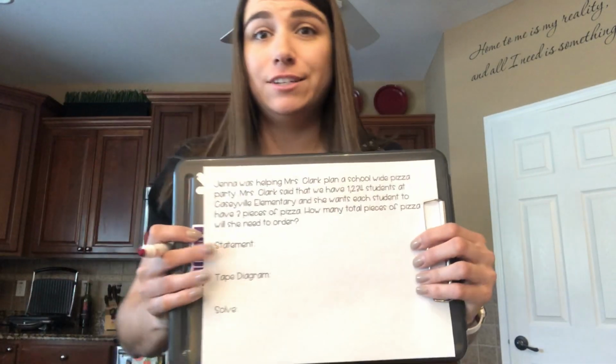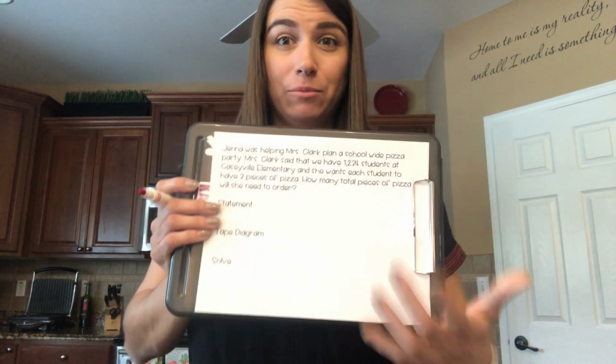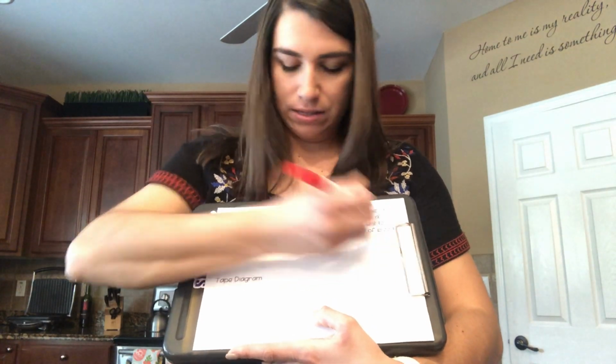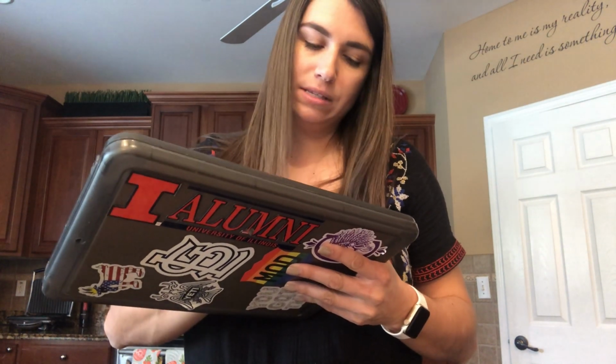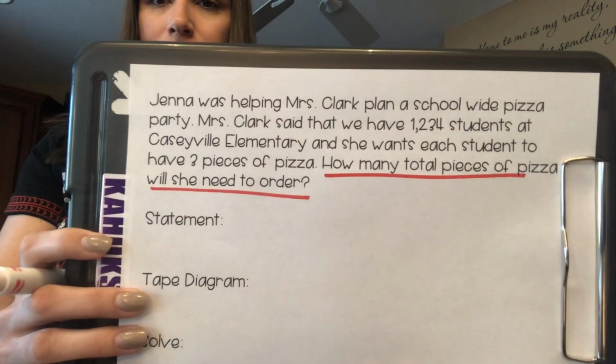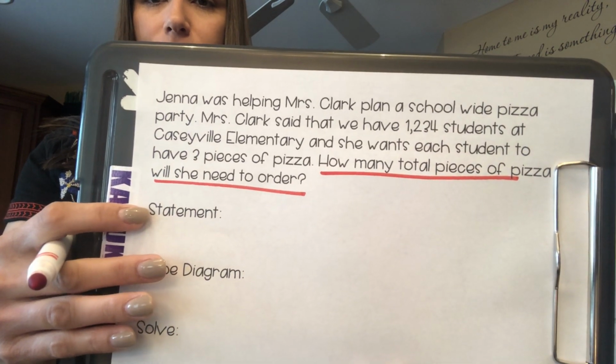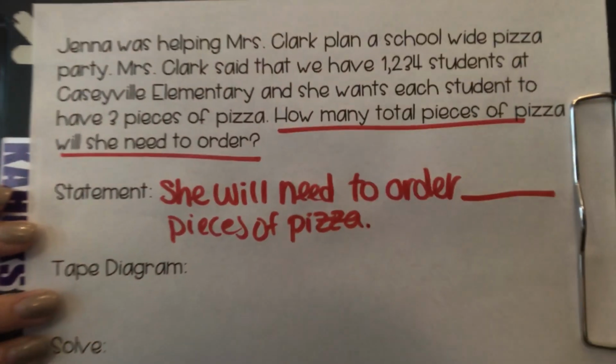All right, so the first thing I need to do is find what the question is asking, and I'm going to underline it. So I know the question is, how many total pieces of pizza will she need to order? So that kind of gives you a hint that total pieces of pizza is what we're missing. And that's how I'm going to write my statement. So we are going to say that she will need to order blank pieces of pizza.